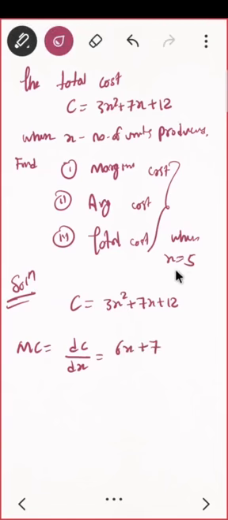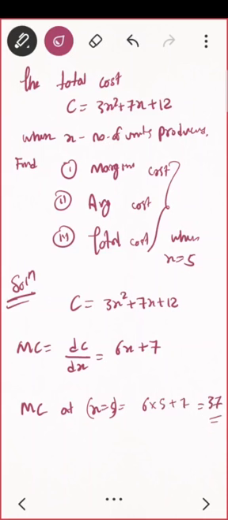Yes, and at which point do they ask? They want it at x equal to 5. So marginal cost at x equal to 5 will be 6 into 5 plus 7. So that is 37. Done. What next? You want to find average cost.